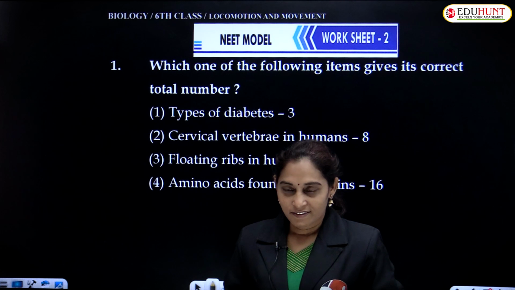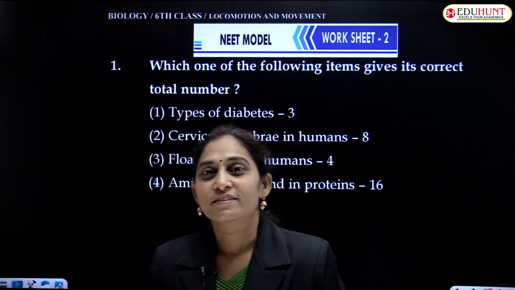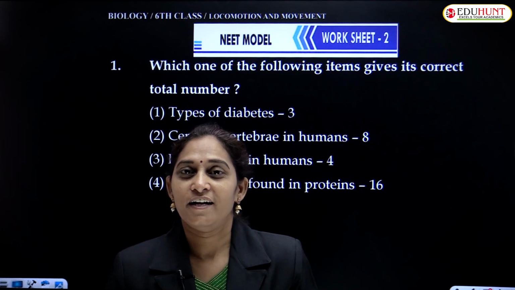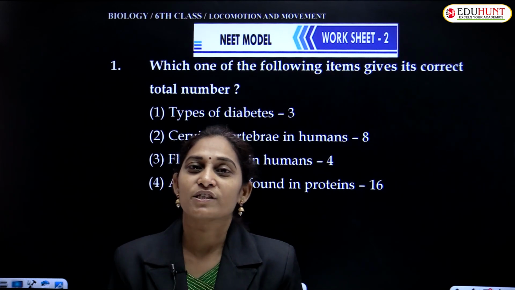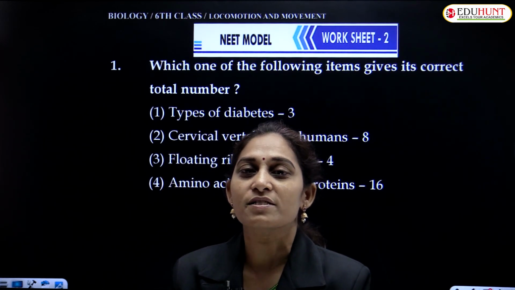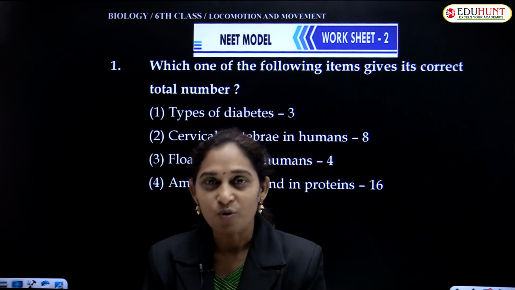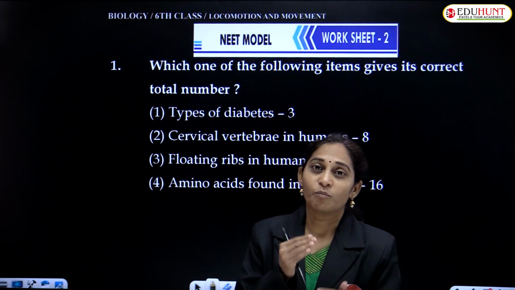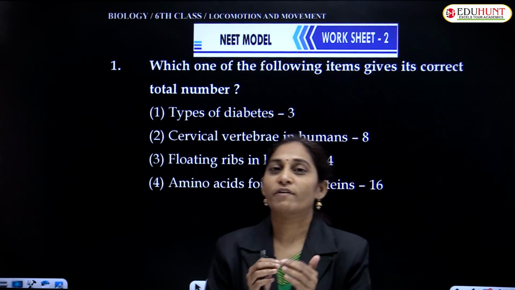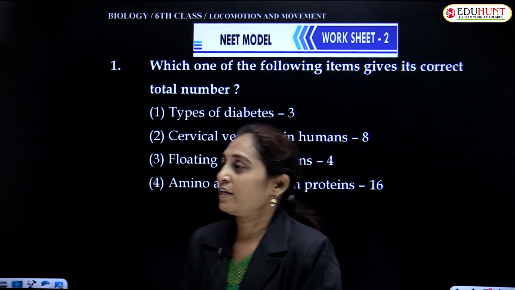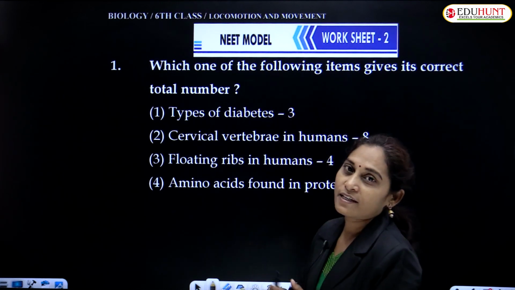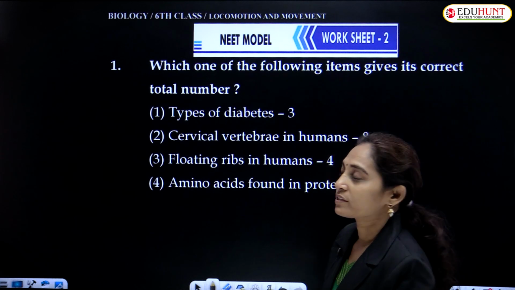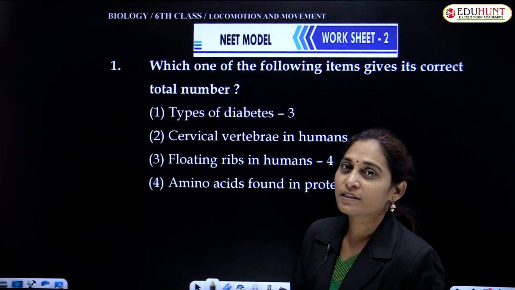We have discussed various joints, axial skeleton, appendicular skeleton and the number of bones which constitute each part of the skeleton, and how they are engaged in locomotion, how they help in movement and locomotion of an individual. So let's see the next model worksheet, that is the second worksheet. Let's move on to the first bit.